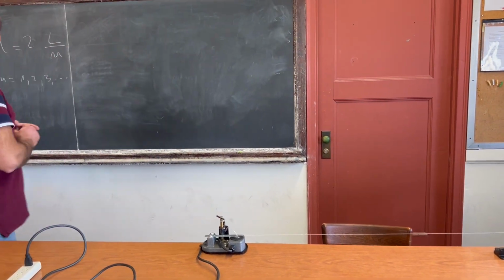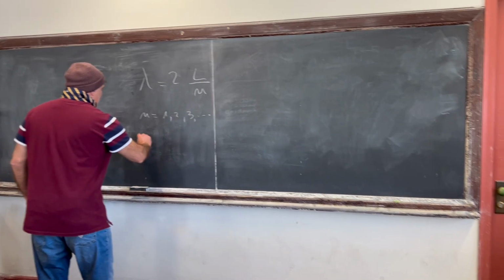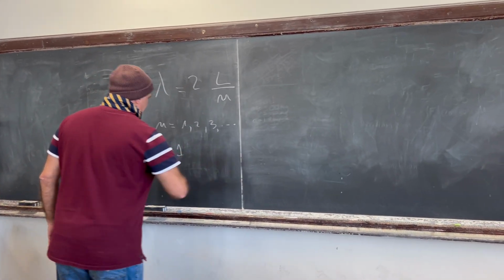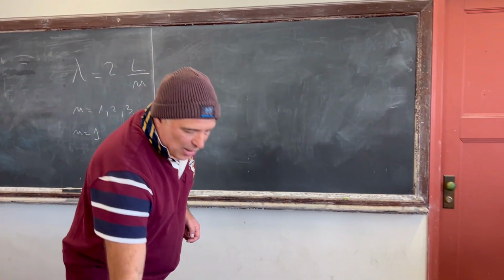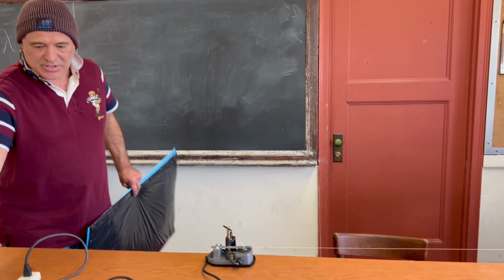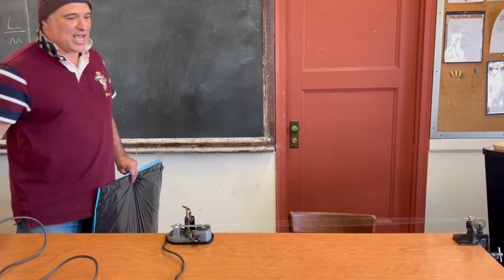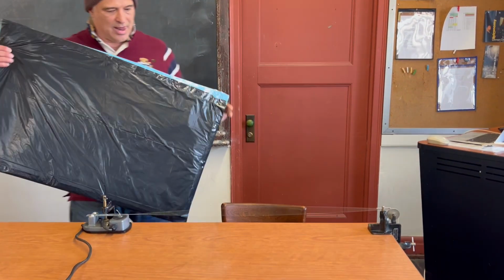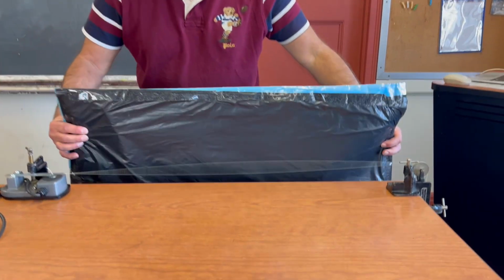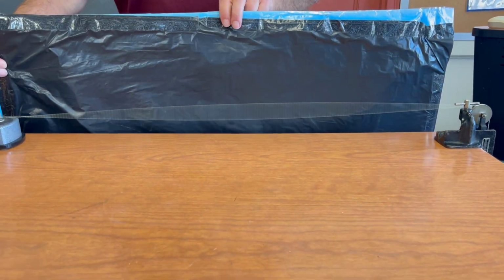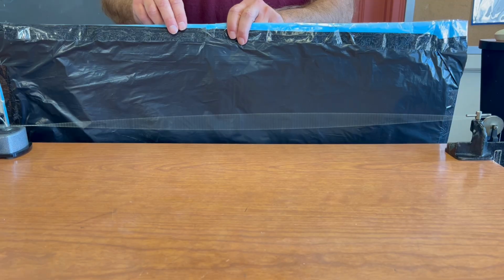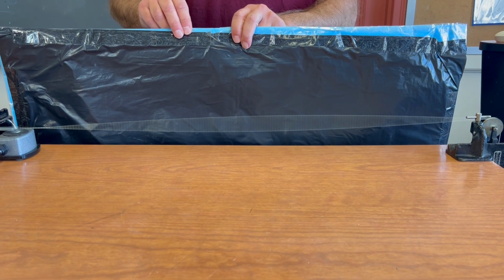So in our example, we are going to take n equal to 1. So let's see how this works. So I'm turning on the frequency generator. And as you can see here, we have the n equal to 1 mode.